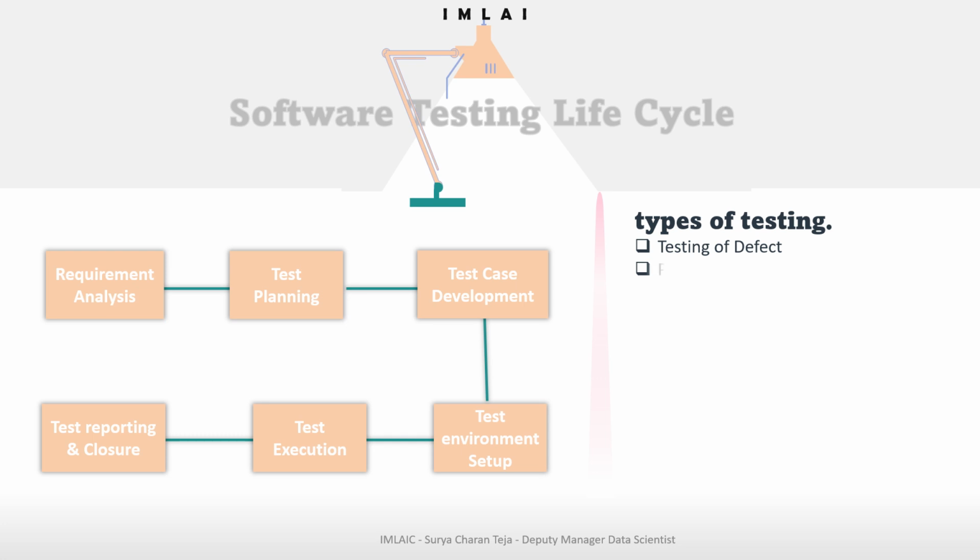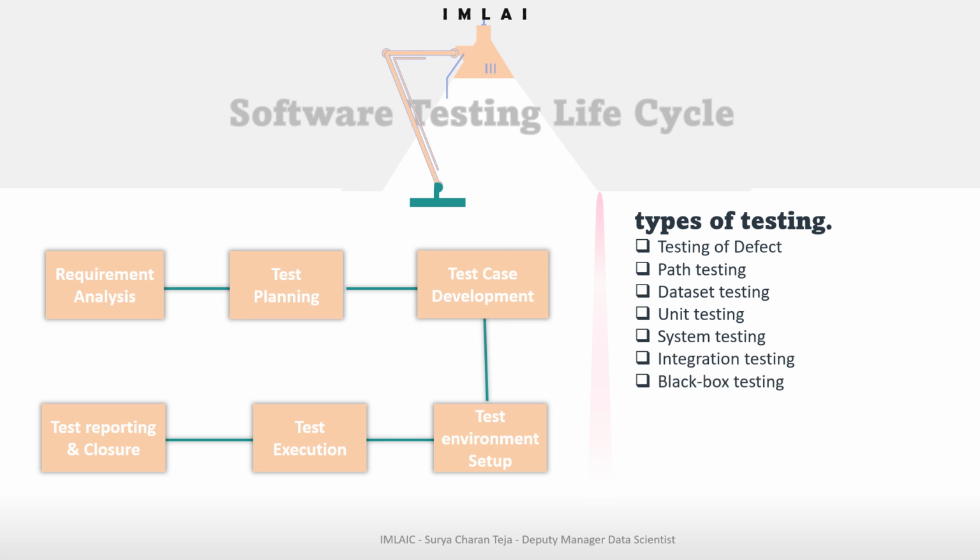The first ones are defect testing, path testing, dataset testing, unit testing, system testing, integration testing, black box testing, and white box testing. These are widely used. Unit testing is widely used, and system testing is widely used. Unit testing, system testing, and black box testing we are going to do in the following modules using SonarQube. Checking a lot of bugs and quality, setting up the quality gates, everything we are going to do in the coming modules.